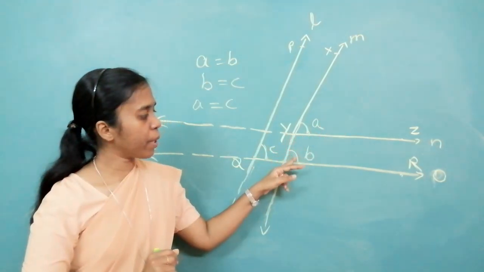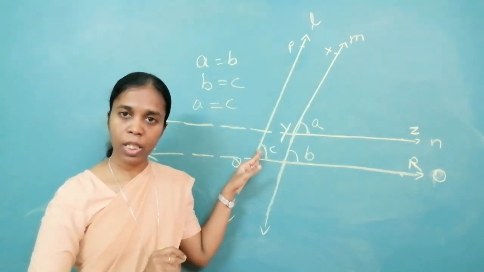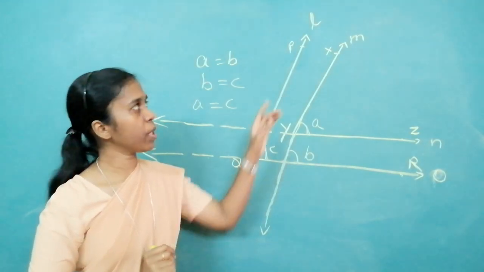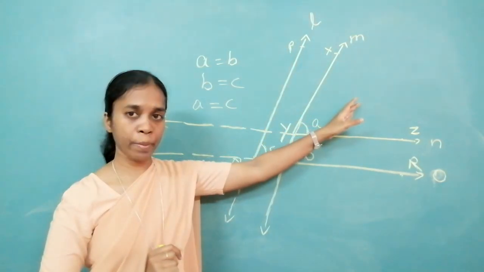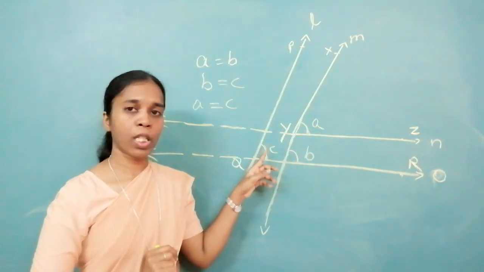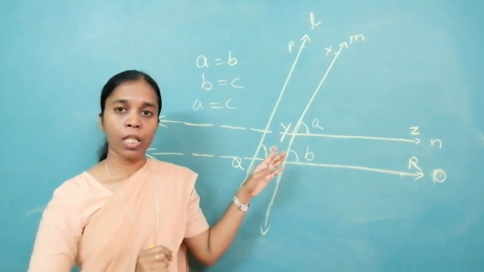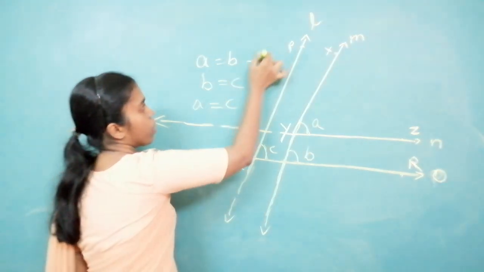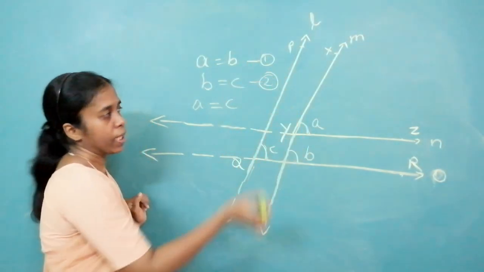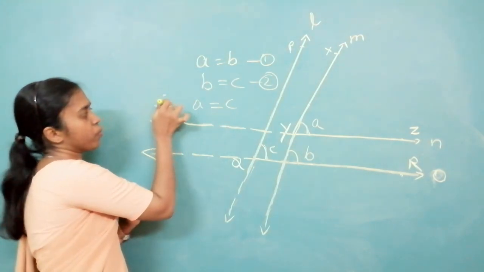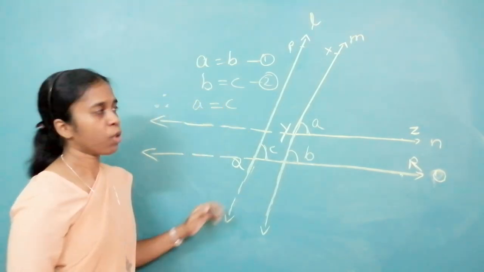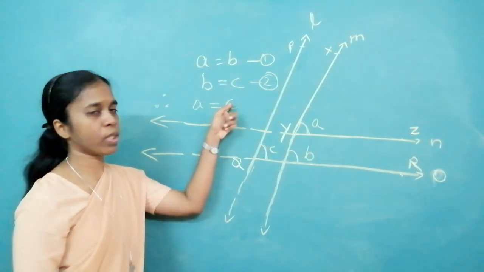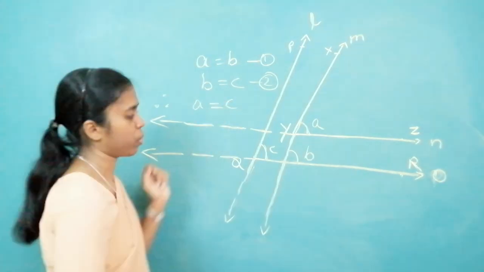Therefore, B equal to C, equation 2, corresponding angles. I repeat, line L parallel to line M. Therefore, B equal to C, equation 2, corresponding angles. So, you have equation 1, this is your equation 2. Next step, therefore, A is equal to C from 1 and 2.